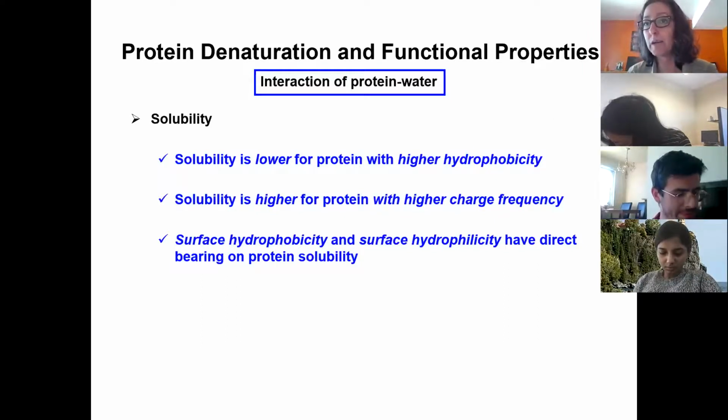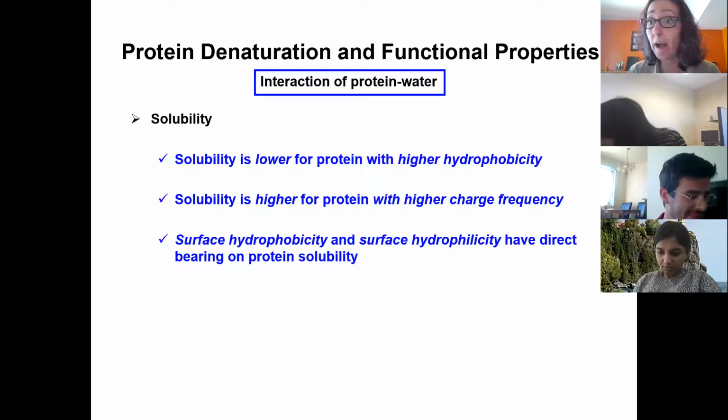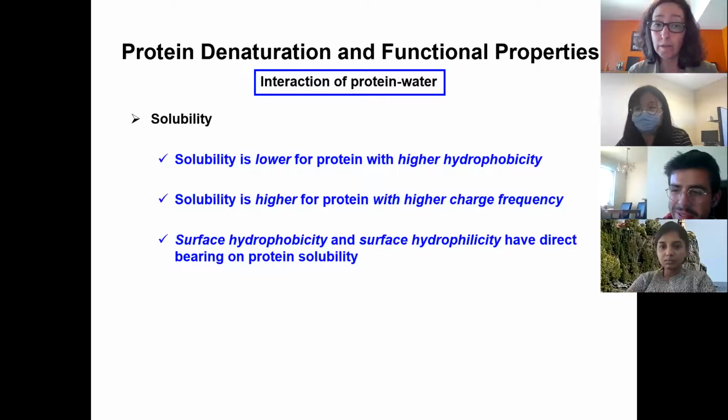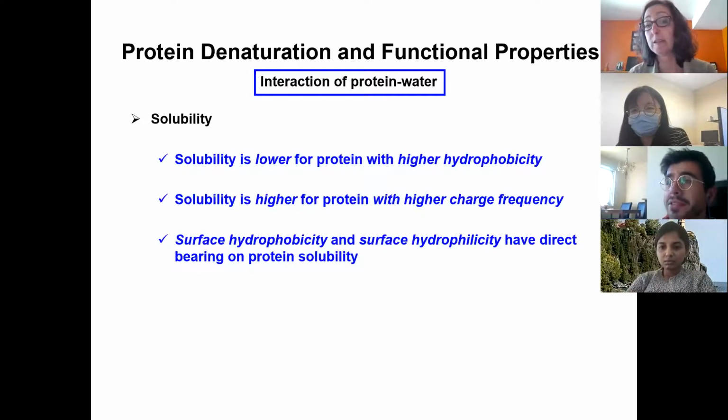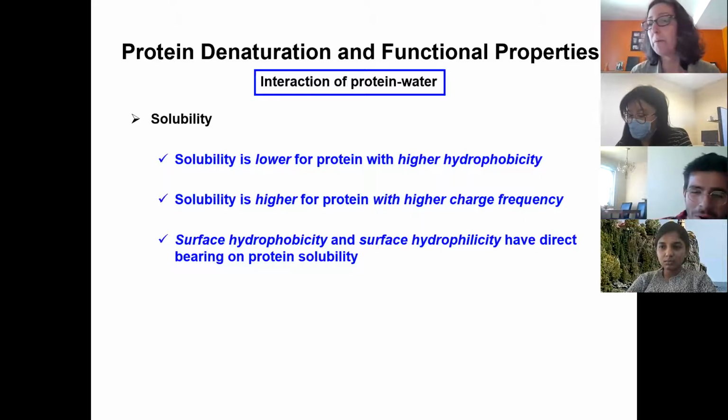So, oh, that should be very soluble. But if you look at its surface hydrophobicity, then it's high too. So then these might counter each other. So that's what it means when we say surface hydrophobicity and surface hydrophilicity both have direct bearing on protein solubility. So remember that.